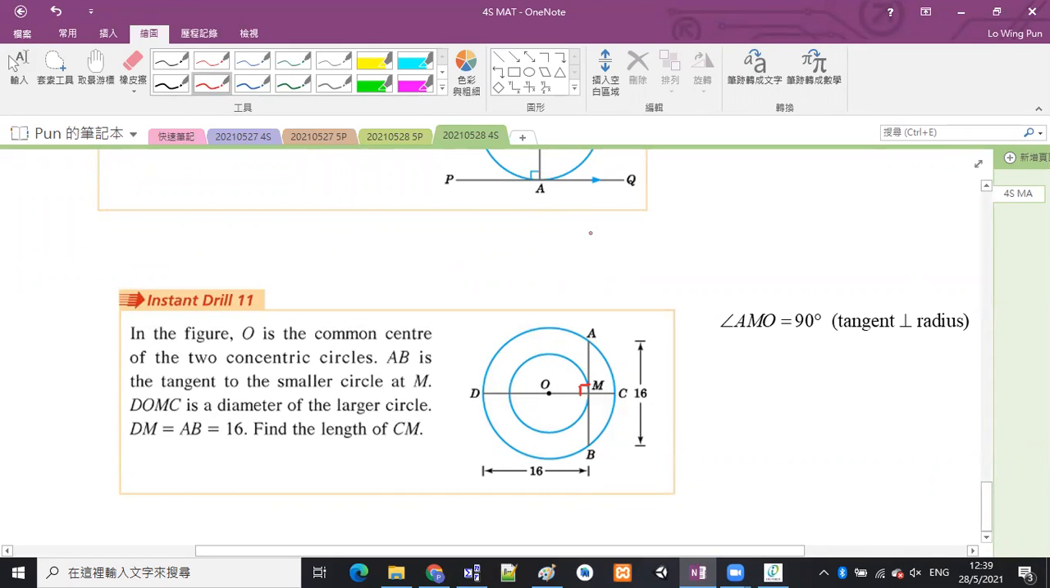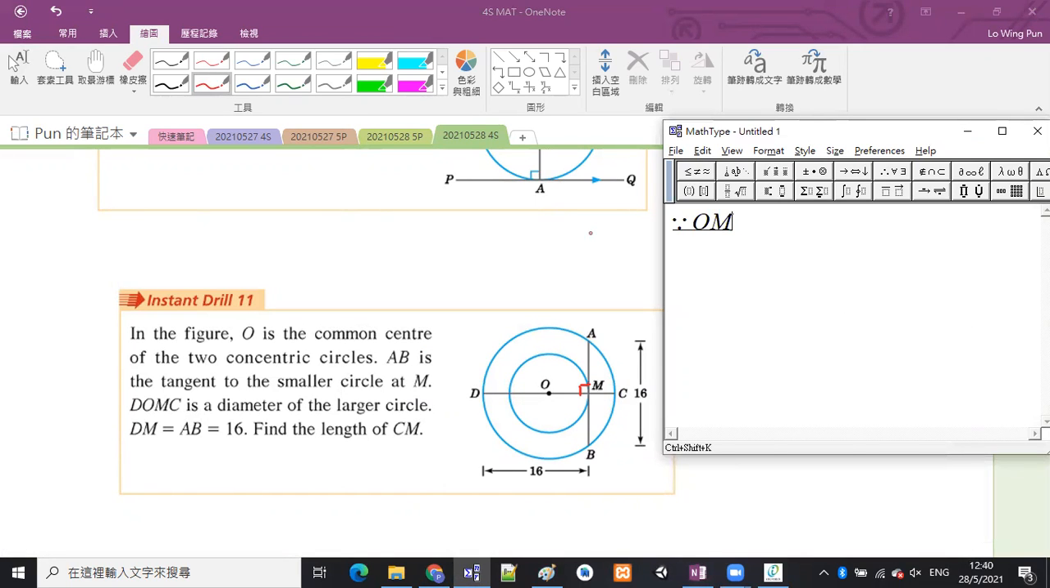And so what else can we do here? For the larger circle, we have a chord AB, and we have OM, which is a line from the center perpendicular to the chord AB. So if we have perpendicular, then we have bisect. Okay, so M will be the midpoint of AB. Let us write this down first.